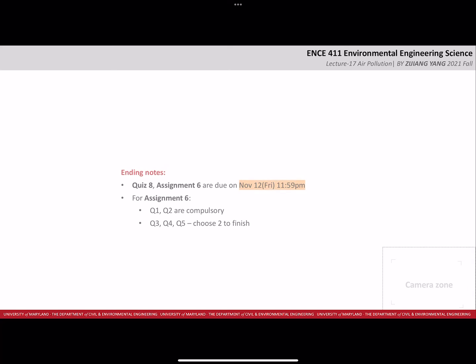And so for the homework assignment, I think this is for the organic chemistry, so it will be due this Friday. And again, two questions are compulsory, and of the last three questions, choose two to finish. And I guess you guys also saw the announcement from Maria about the retention time, because we do this experiment for the first time, so there may be some new situations. So you guys can just read her email and follow her instructions. And that's it.